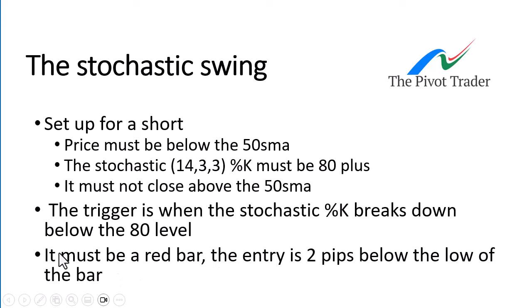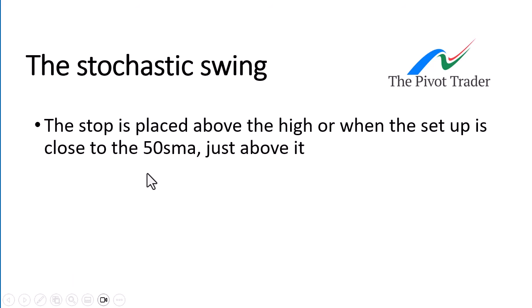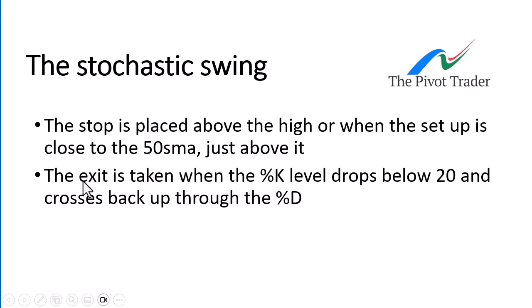To get the entry bar, it must be a red bar. The entry is 2 pips below the low of that red bar, and that's the entry. The stop is placed above the highs, the highs that are just underneath the 50, or if it's pretty close to the 50, just above the 50 simple moving average. So there you go. There's the rules.